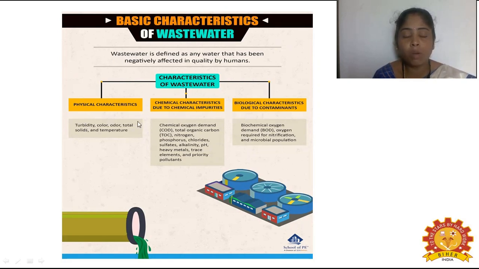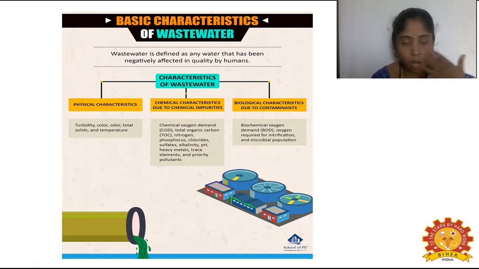When we talk about physical characteristics, these are the various factors that define the wastewater and under which it can be classified. Chemical characteristics are purely due to chemical impurities or dust particles present in the wastewater. The next one, biological characteristics, is due to contaminants, that is, the microorganisms that are present.